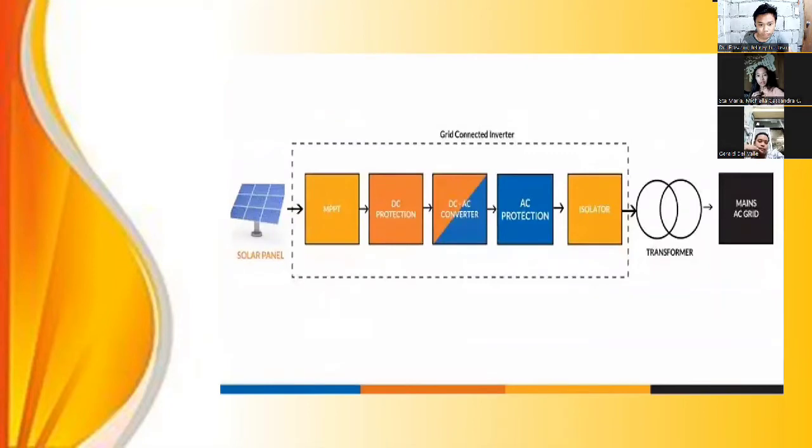And then ito parang ganito siya gumana. Di ba yung solar panel, and then MPPT, and this DC protection, and then DC to AC converter, and then AC protection, and then pupunta sa isolator, and then magta-transform, may transformer, and then magiging main AC grid.